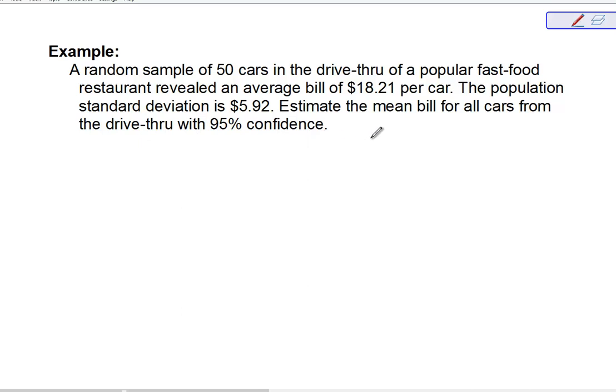So let's first start out by writing down the information that we know. A random sample of 50. Well, that tells me n is equal to 50. Then it says that of this random sample, the average bill was $18.21. So since it was from the random sample, that means that the sample mean is $18.21. The population standard deviation is $5.92. So we have sigma is $5.92.